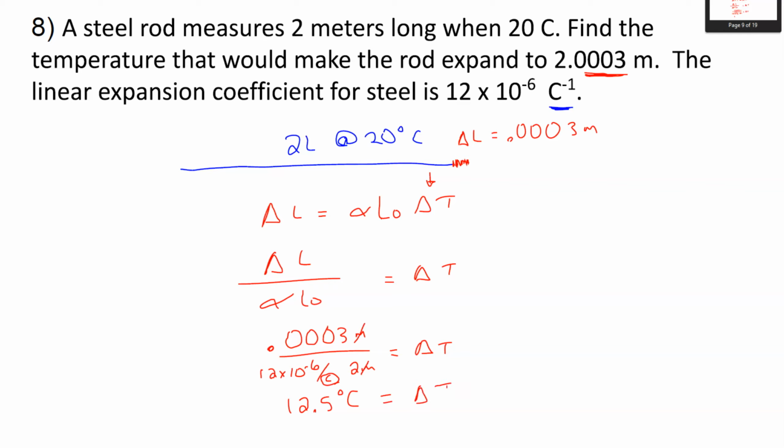I need a change of temperature 12.5 degrees. I started out at 20 degrees. That change of 12.5 means that I ended up at 32.5 degrees Celsius. Okay.